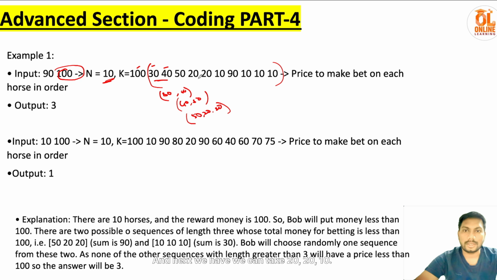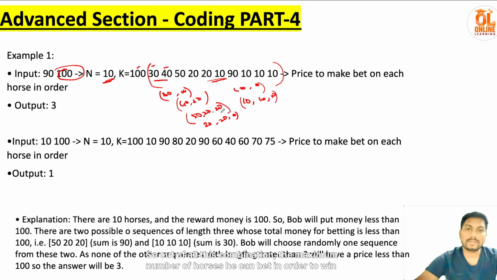And next we can take 20, 20, 10. So this is again one more sequence: 20, 20, 10. Then 20, 10, 90 we cannot take, but we can only take 20 and 10. And 10 and 90 we cannot take, 90 and 10 we cannot take. We can take 10 alone. So it will be 10.